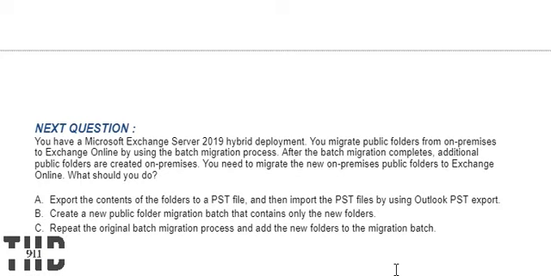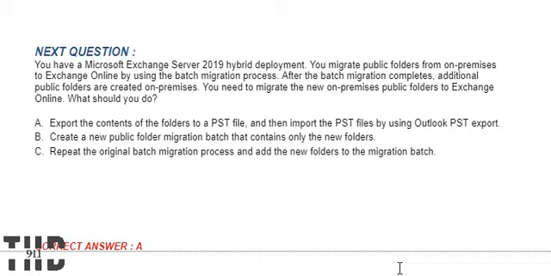Option B, create a new public folder migration batch that contains only the new folders. Option C, repeat the original batch migration process and add a new folder in the migration batch. The correct answer is option A.